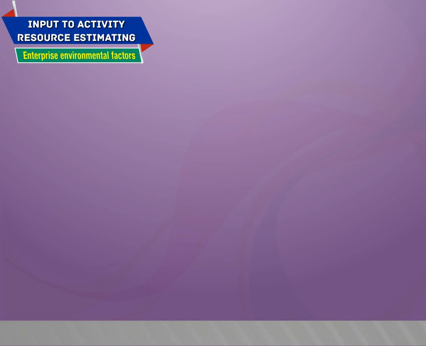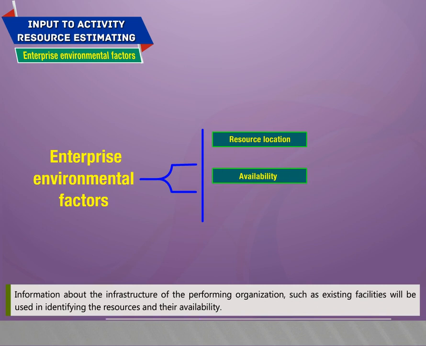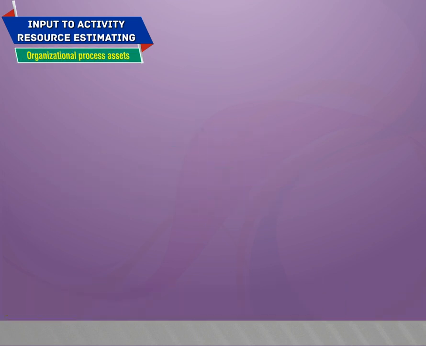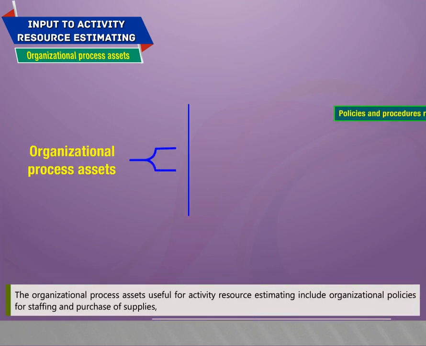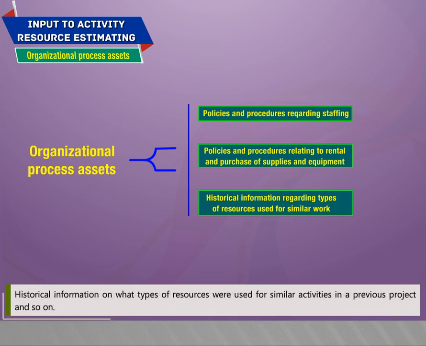Enterprise environmental factors: information about the infrastructure of the performing organization, such as existing facilities, will be used in identifying the resources and their availability. Organizational process assets: The organizational process assets useful for activity resource estimating include organizational policies for staffing and purchase of supplies, historical information on what types of resources were used for similar activities in a previous project, and so on.